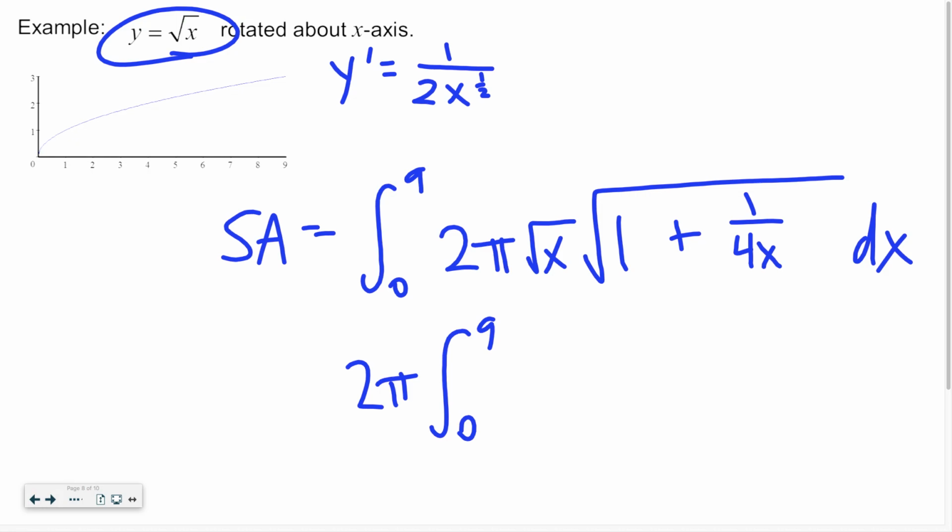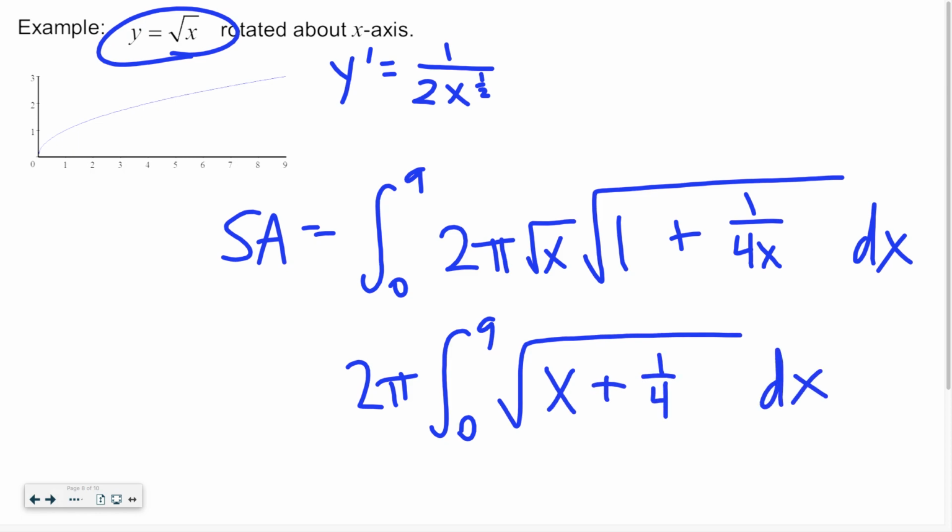It's true. We can throw the 2 pi on the outside, and then we can actually multiply these radicals together. So this becomes x plus 1/4 under the radical. And that becomes a pretty simple antiderivative. Why 0 to 9? Because it's the graph. Yeah, I gave you the graph from 0 to 9. Okay.